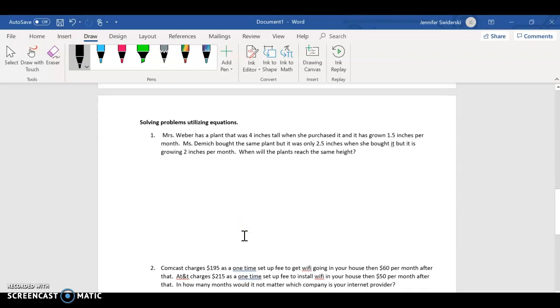Mrs. Weber has a plant that was 4 inches tall, so I'm going to underline that, when she purchased it, and it grows 1 5/10 inches per month. So what I'm going to do is I'm going to write this down. Well, she bought it, it was 4 inches tall, and it grows 1.5 inches per month. I'm going to use m as my variable. Miss Demich bought the same plant, but it was only 2.5 inches tall when she got it, and it's growing 2 inches per month, again, plus 2m. When will the plants be the same height?